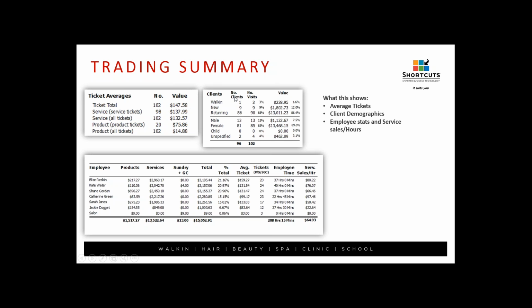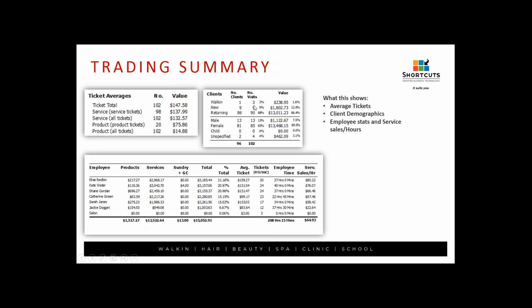You'll often notice that the number of clients doesn't exactly match the visits. So for example, here we've got that there were 86 returning clients and 90 visits. What that's indicating is that you've had a few of those clients who have obviously visited more than once, which is fantastic.